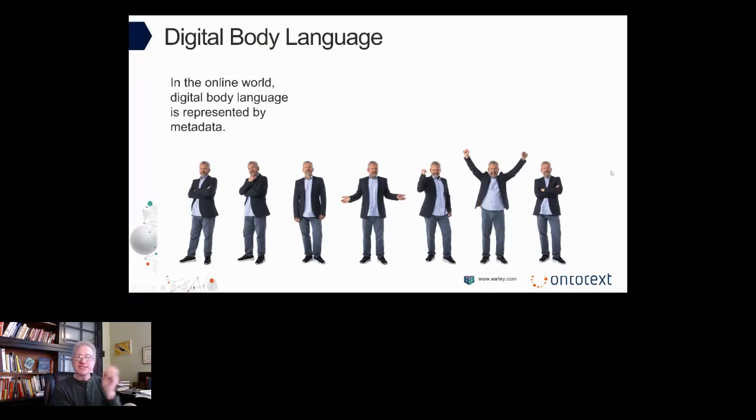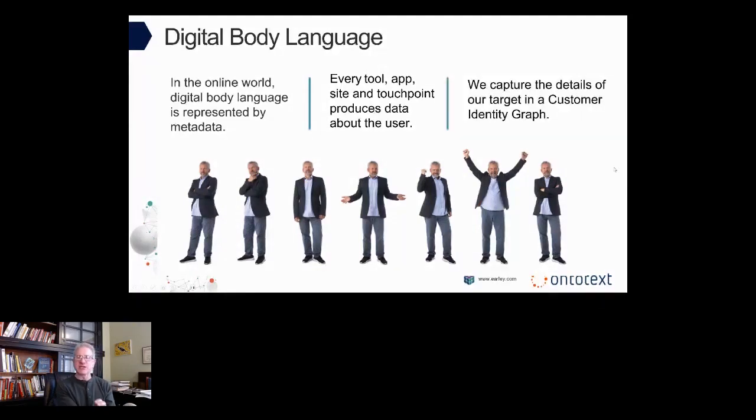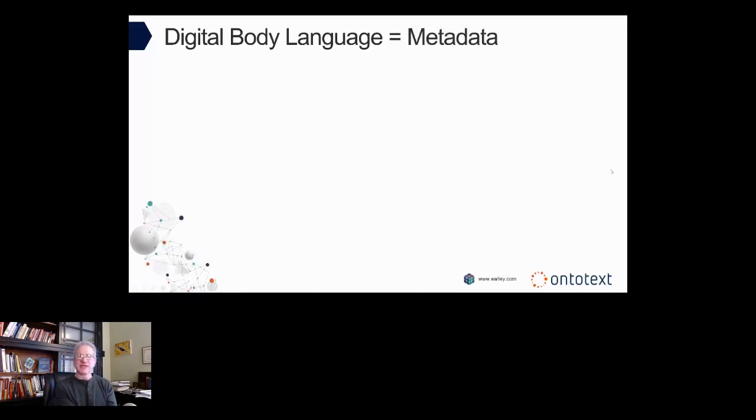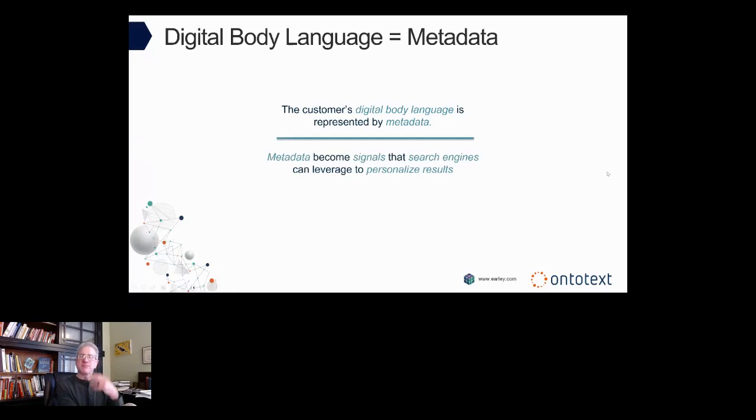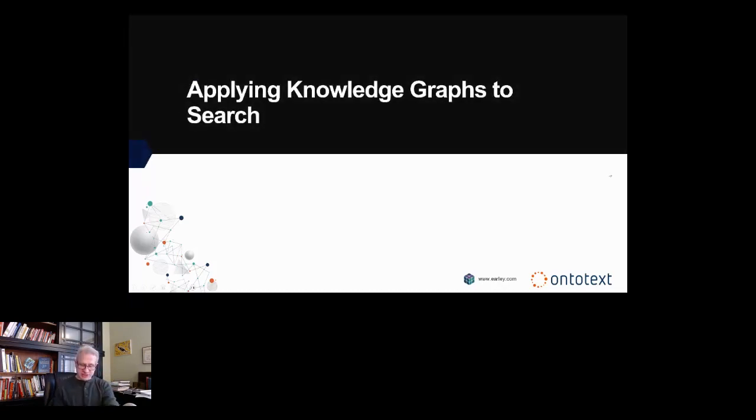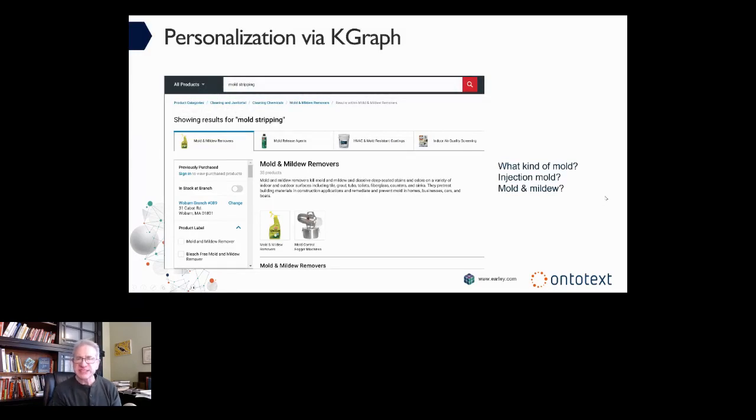So in the digital world, digital body language is represented by metadata. Every touch point, every tool, every app, every place that we interact with a customer produces data about that user. And we capture those details in a customer identity graph. So digital body language is represented by metadata, and that metadata becomes a signal. In this case, I'm going to talk about search, that the search engine can use to personalize the interaction and personalize the result.